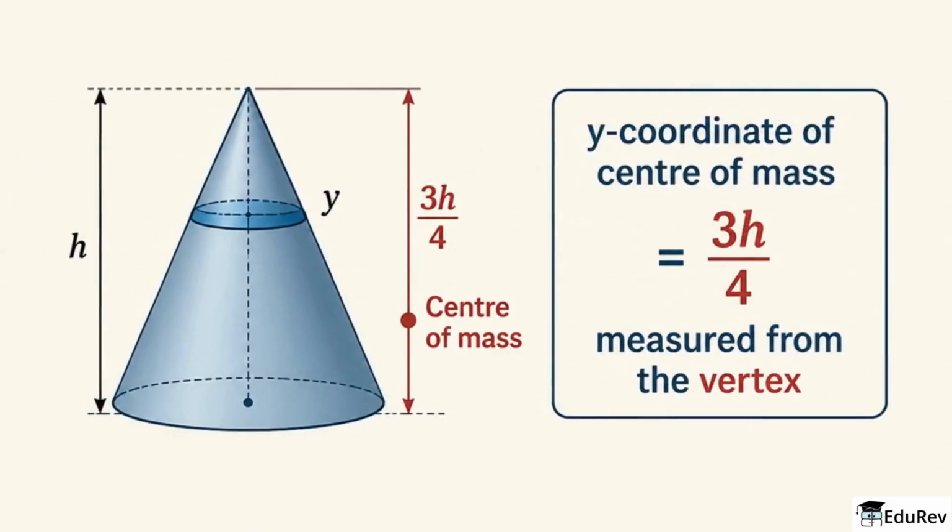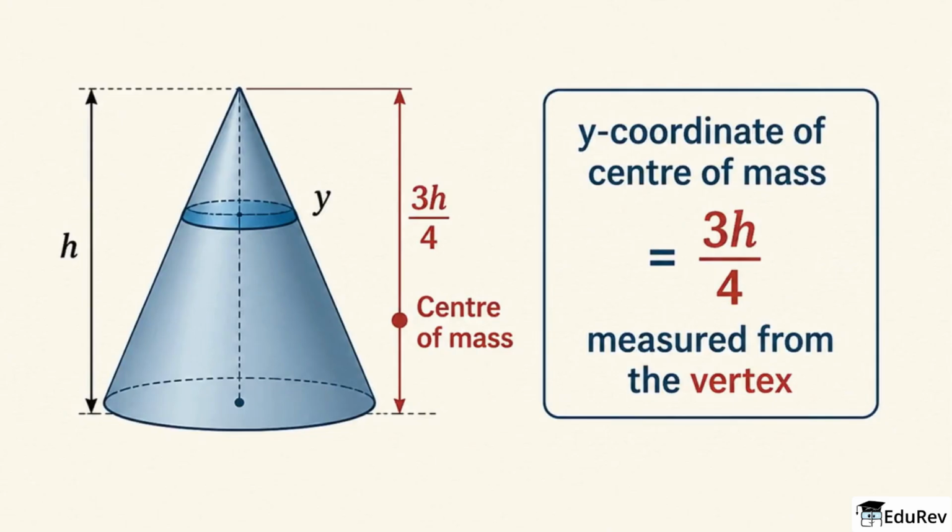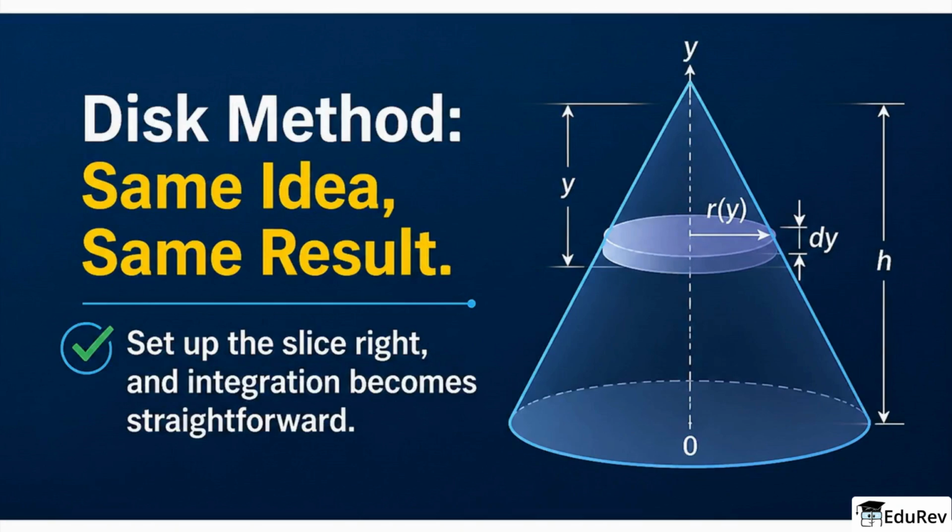Carrying out the integrals gives y-coordinate equals 3/4 of h measured from the vertex. So center of mass lies at 3h divided by 4 from the tip. Question number 4 used this disk method to reach the same result. So, integration for symmetric solids is straightforward once you set up the slice properly.